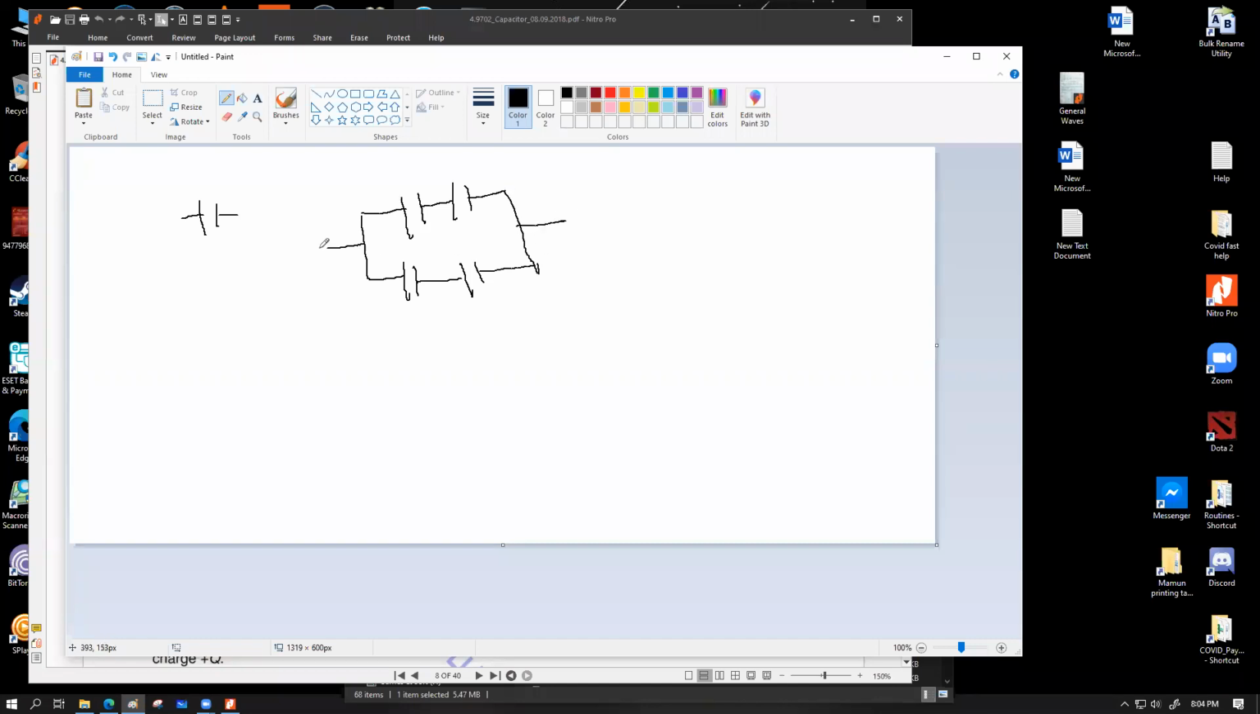If you wonder how, this is very much like resistance. Try to understand. This series combination will give you half the capacitance. This series combination will also give you half the capacitance. Together in parallel, they will get added together. Total altogether, this becomes 4500 microfarad.